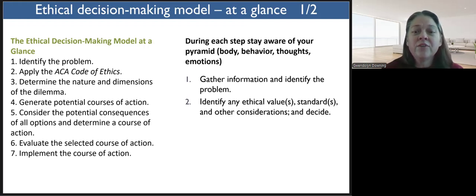All right. So then we go into the steps. And I am going to treat the first two differently than the rest. And you'll understand why by the end. Okay. So for step 1, they have identify the problem. I have gather information and identify the problem. Then their step 2 is apply the ACA Code of Ethics. And my step 2 is identifying ethical values, standards, and other considerations and decide. All right. Now I'm going to give a longer brief explanation for these two. And to do so, we're going to go to another slide.